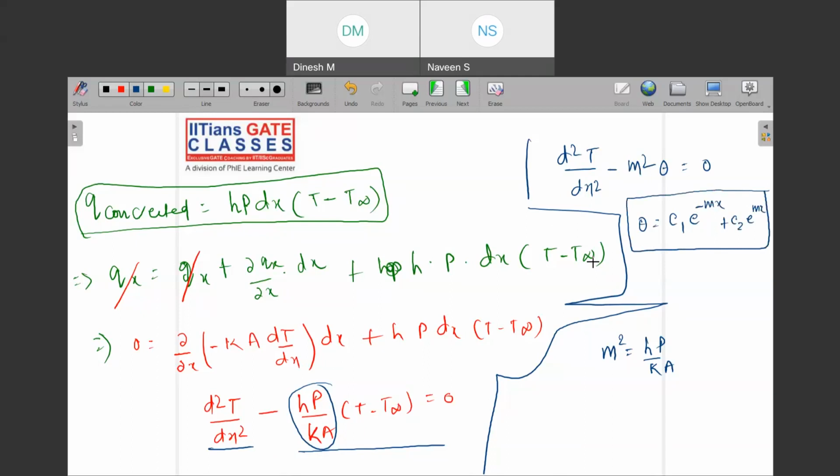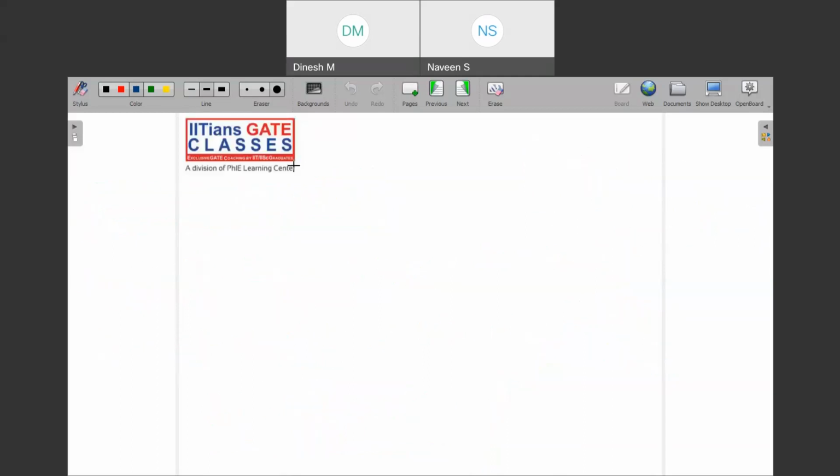Now you will have to find the constants c1 and c2, and then put them into this theta equation. Then you will find the temperature variation, which I am writing down directly. These c1 and c2 are found by the boundary conditions. So now I am going to write down the temperature variation.